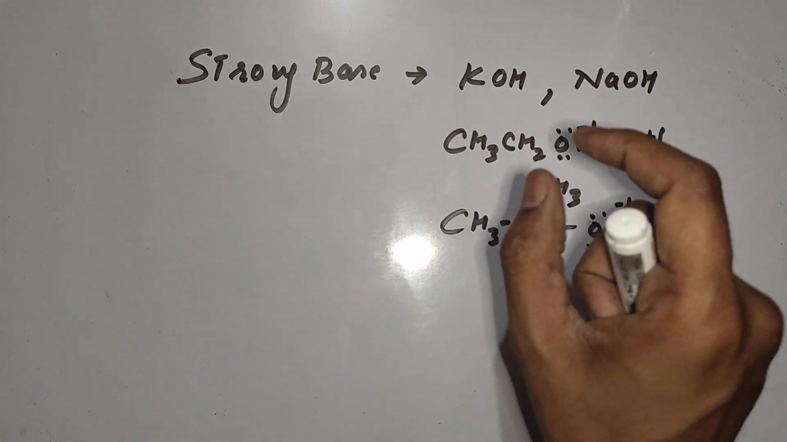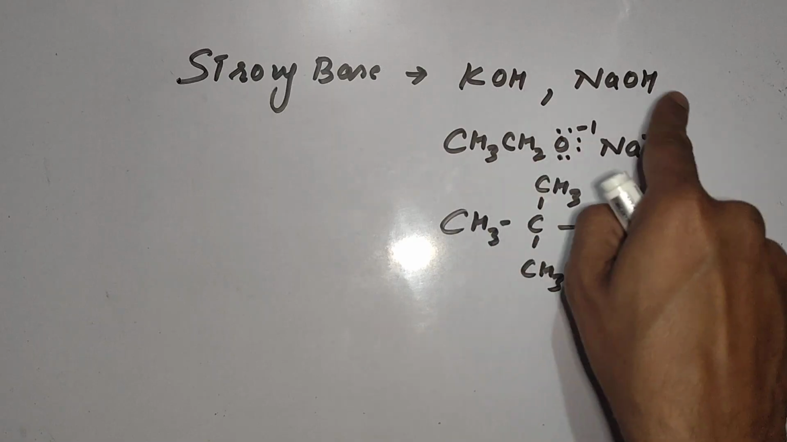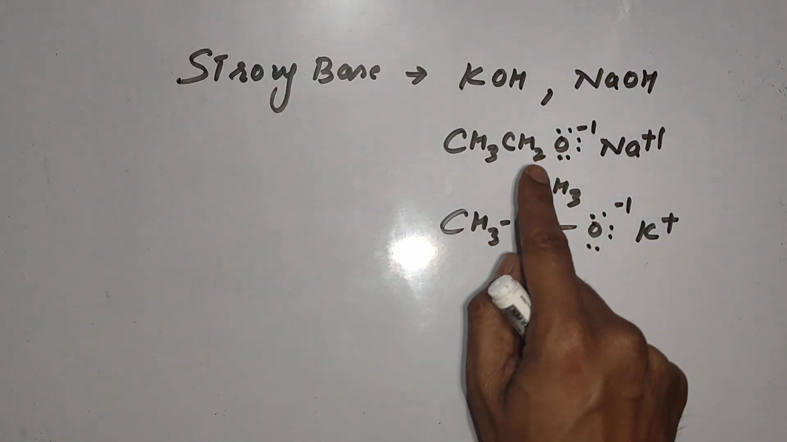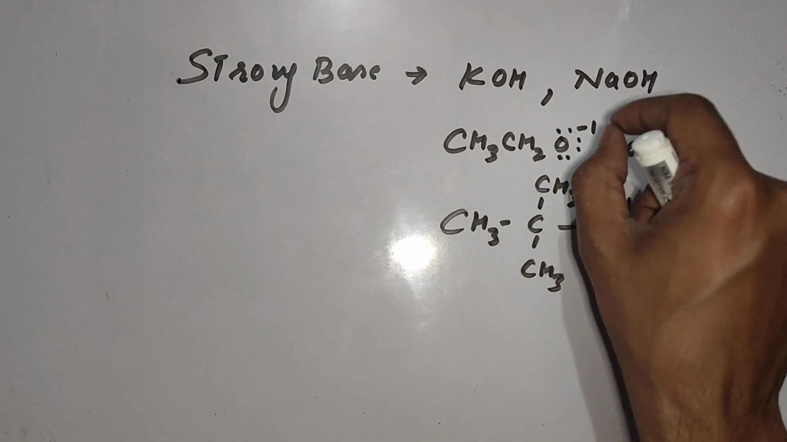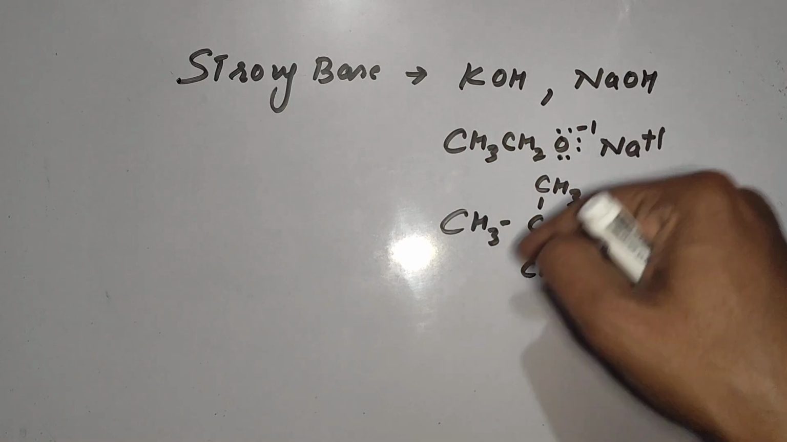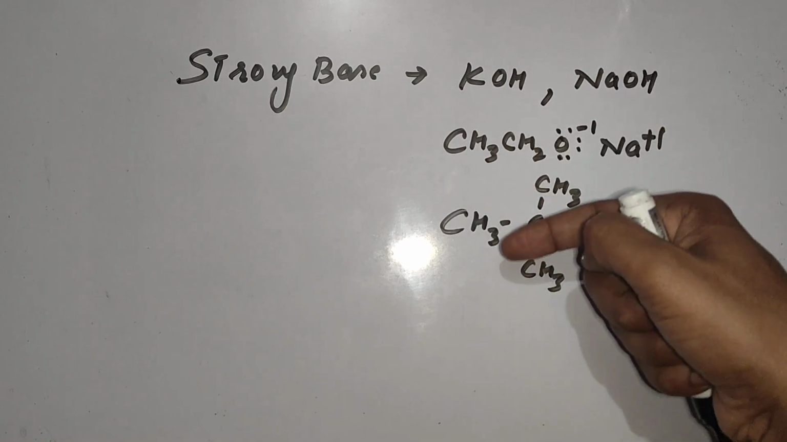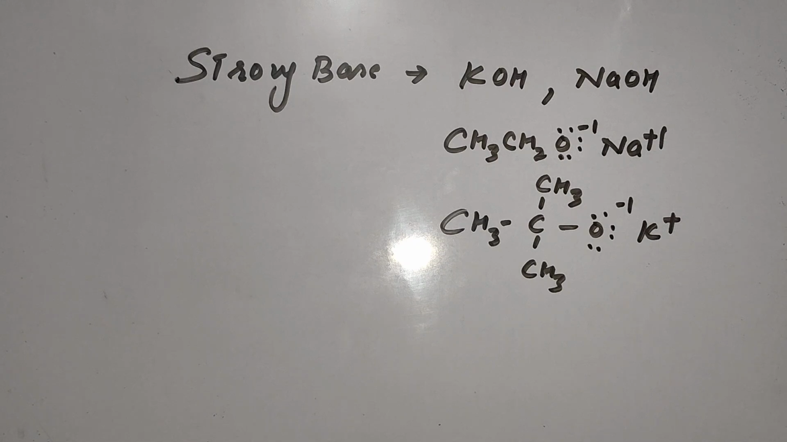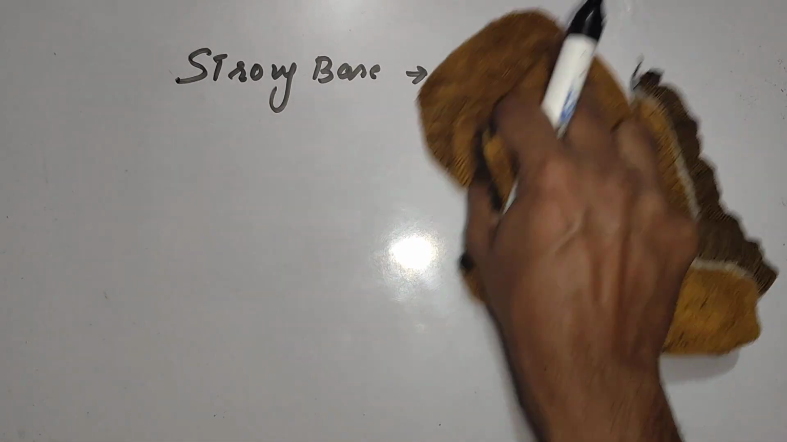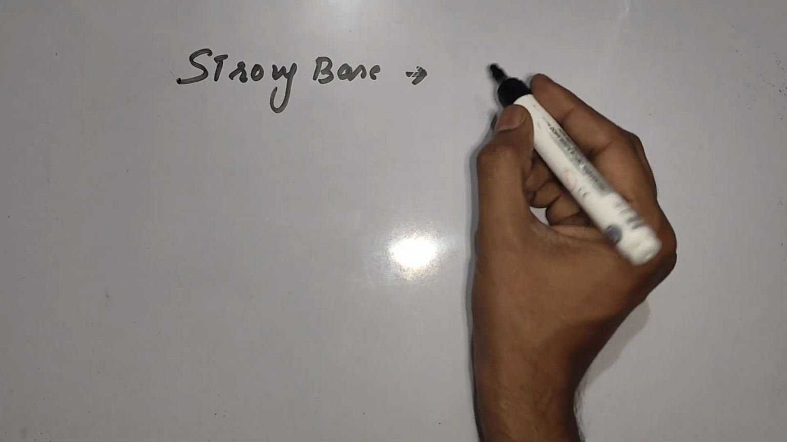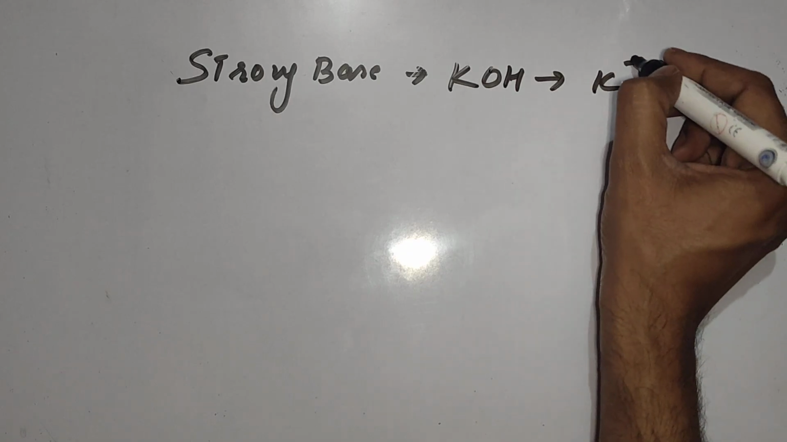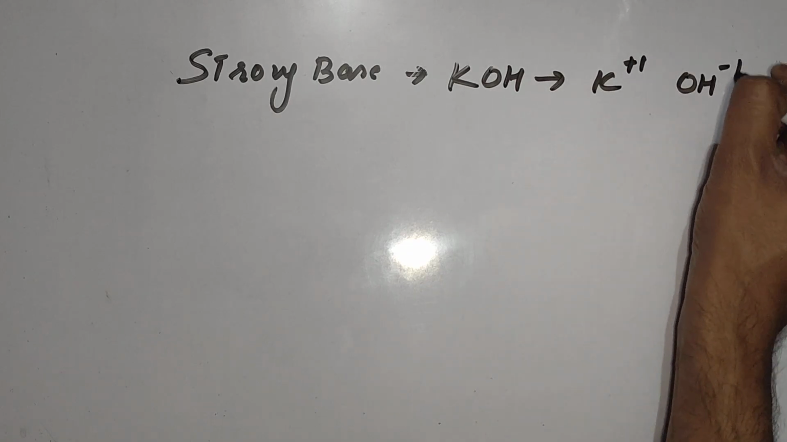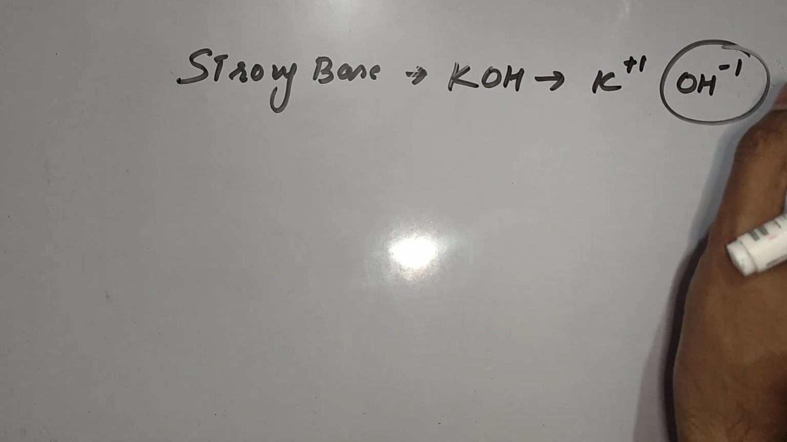So what are base which attack on H positive? OH negatives have a tendency to attack on H positive. Here oxygen are also carrying a negative charge with extra lone pair, so they also have a tendency to attack on H positives. So that's why these two are also working as a base. So out of these 4, any base you can use. Suppose I am using KOH. Now KOH is going to provide me K positive, OH negative. This OH negative is looking for H positive.